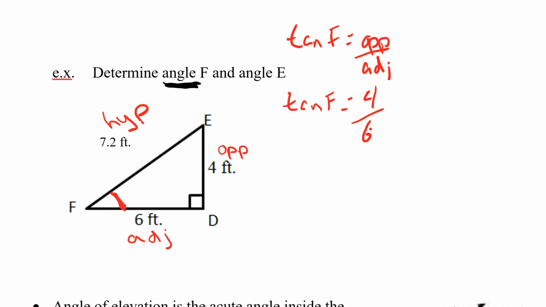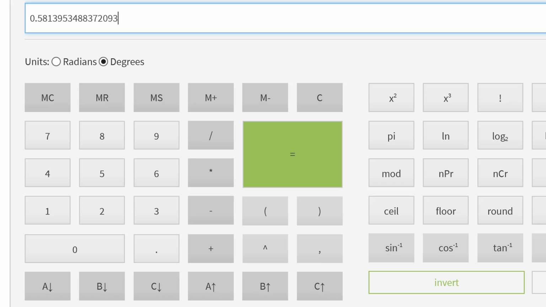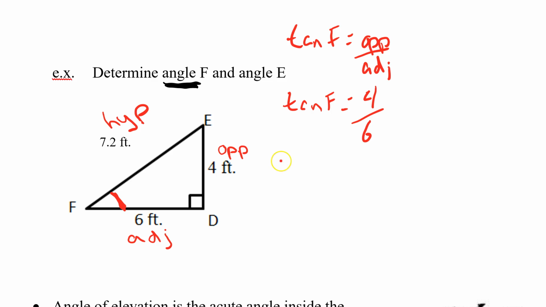So I'm going to go to my calculator now. I'm going to decide what 4 divided by 6 is. Clear my calculator. 4 divided by 6 equals 0.6666666. So I'm going to round that appropriately. Tan of F equals 0.6667.